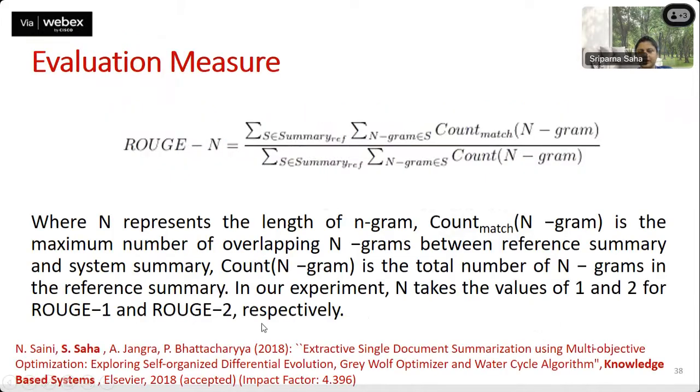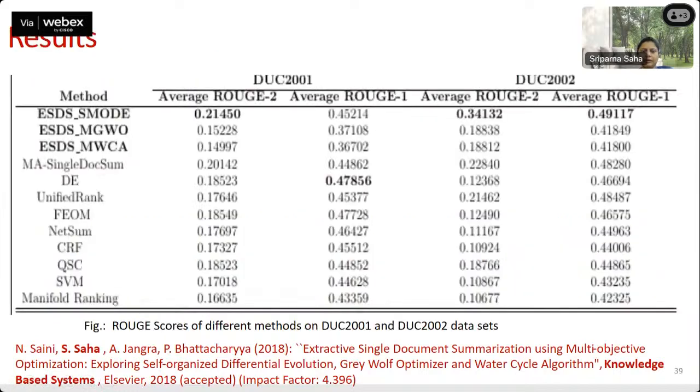ROUGE is basically a metric here. You compare, it is a string matching. Your algorithm is generating a summary and you have the gold standard summary. Now you need to check how many consecutive words are matching. So the n-gram is basically how many consecutive words are matching in the gold standard summary and in your generated summary. n represents the length of the n-gram. Count match n-gram is the maximum number of overlapping n-grams between the reference summary and the system summary. So ROUGE is basically a measure of similarity. And these are the results.